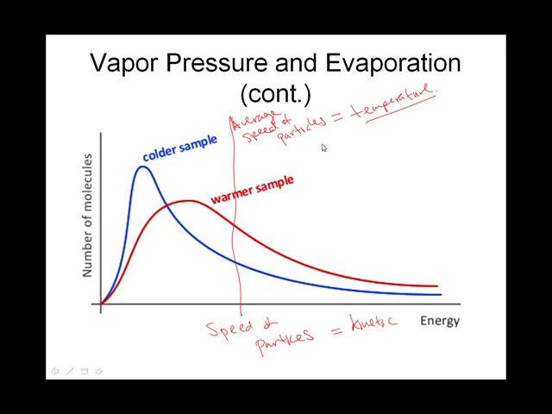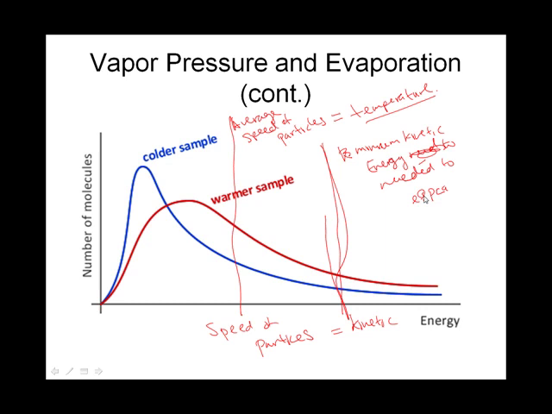But now if I draw a line right here, that's my line, and say this is the minimum kinetic energy needed to escape the liquid phase, then you can see that more particles in the warmer water have the speed enough to escape the liquid phase versus the colder temperature.